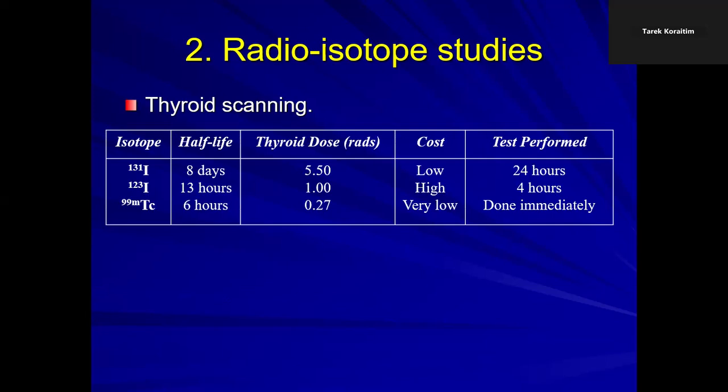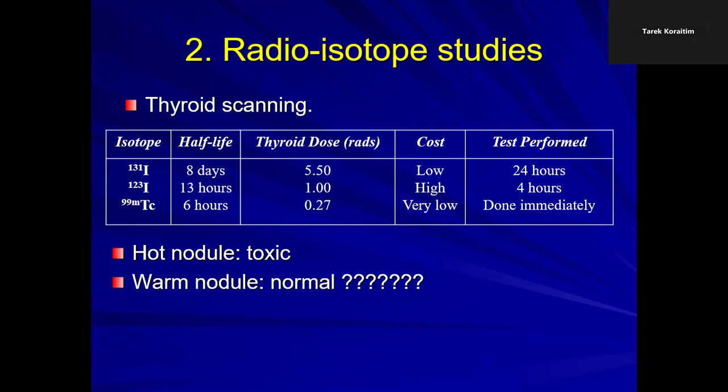And for this we can use isotopes like iodine-131, iodine-123, and technetium-99. Just know the names, you don't have to go into the details. If a nodule in the thyroid gland takes radioactive iodine more than the remaining thyroid tissue, then this nodule is known as a hot nodule or toxic nodule. If it takes the radioactive iodine in the same concentration as the remaining thyroid tissue, it's known as a warm nodule or normal nodule. If it concentrates radioactive iodine less than the remaining thyroid tissue, then it's called a cold nodule or non-functioning nodule.